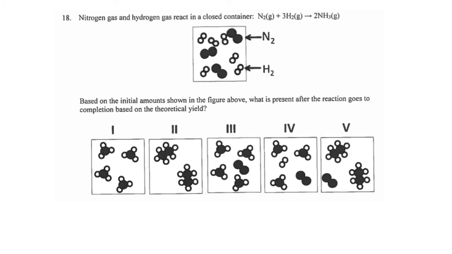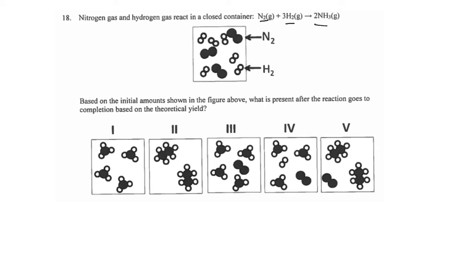Okay, so with that, let's look at this problem here. So this is like a diagram question. We're told nitrogen and hydrogen react in a container. We're given the balanced reaction, so N2 plus 3H2 combine to form ammonia. Based on the initial amounts shown in the figure above, what is present following the reaction going to completion based on the theoretical yield? Sometimes you see these weird statements like based on the theoretical yield. That's just saying assuming the reaction goes to 100% yield is all that means.